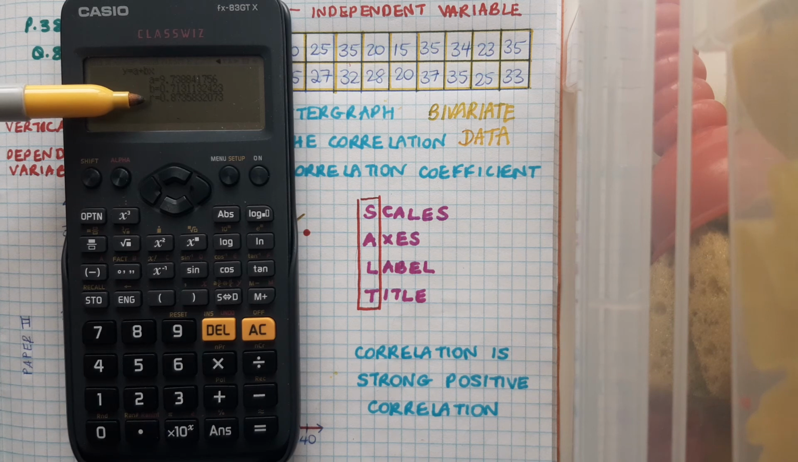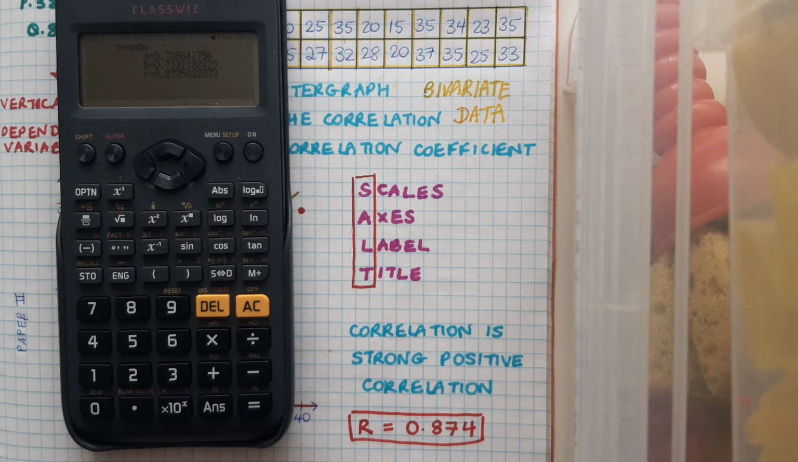In this case, R is 0.87, and there's a good number of decimal places there. I'm just going to give my answer in this case to 3 decimal places. Obviously, keep an eye on the question. They'll instruct you how to round. If they don't instruct you how to round, then it's a good idea to keep 3 or 4 decimal places in your solution. And I get R equals 0.874.